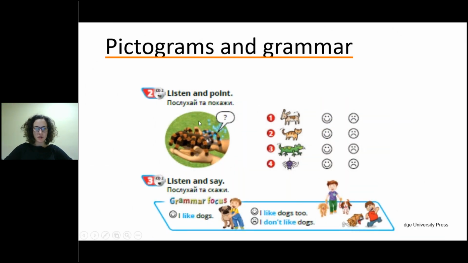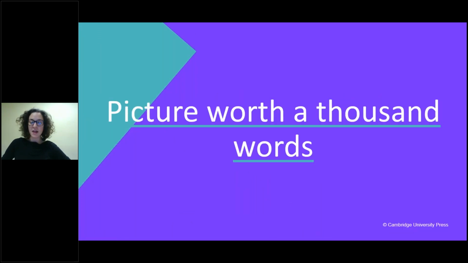Pictograms and grammar. I think you've seen, if you're using Quick Minds, that there are lots of pictures for grammar sections. Yeah, likes, dislikes, dogs, and everything. And it's understandable from here, with some humor again, some attention. And again, creating a concept in the students' minds.